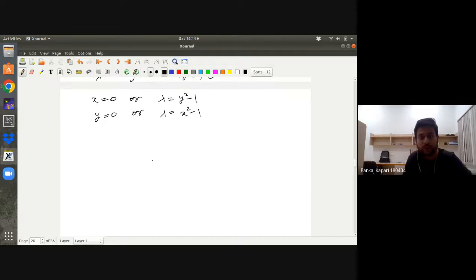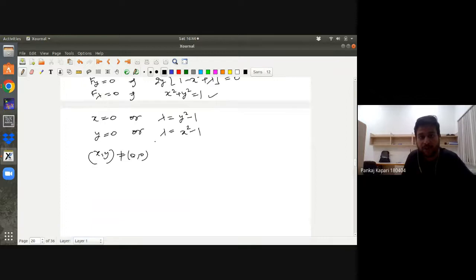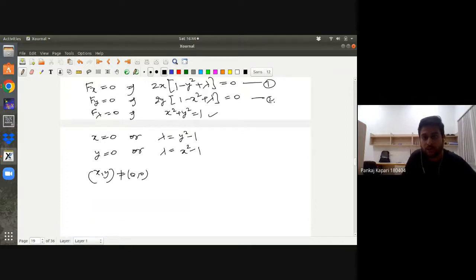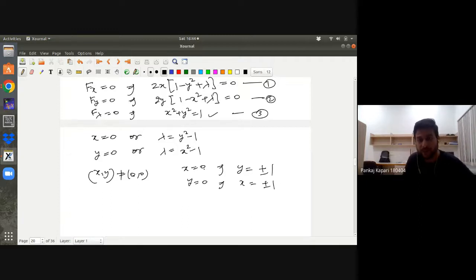Now notice that because we are on the boundary, both x and y cannot be 0. In the interior, we already have a critical point at the origin. So if x becomes 0, then what will happen? We have the third condition also. So x equal to 0 implies y is plus minus 1 from the third condition. y equal to 0 implies x is plus minus 1, again from the third condition.